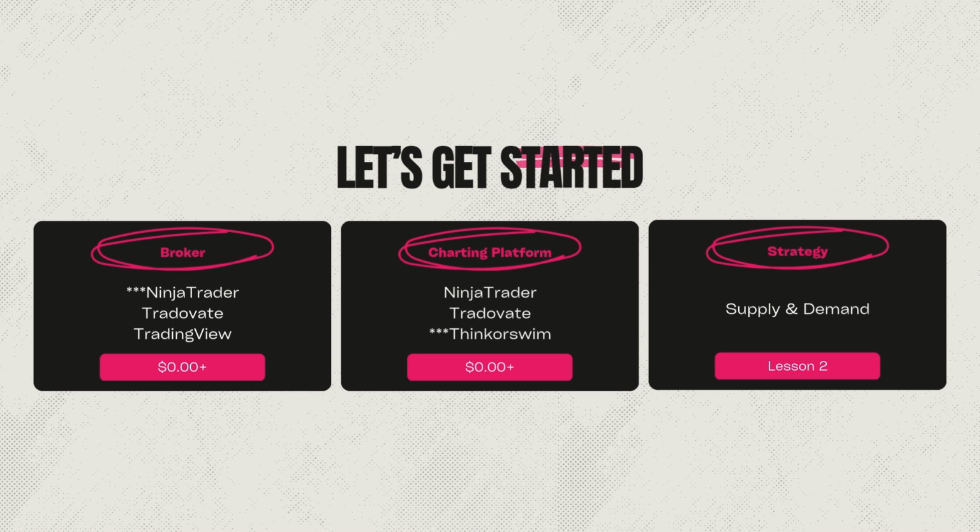Another one that's very similar to NinjaTrader is Tradovate. Then you also have TradingView. In terms of charting, the one that's different there is Thinkorswim. That is the charting platform that I use. It is a little more complex and in depth, but I think it gives you better and more accurate levels.